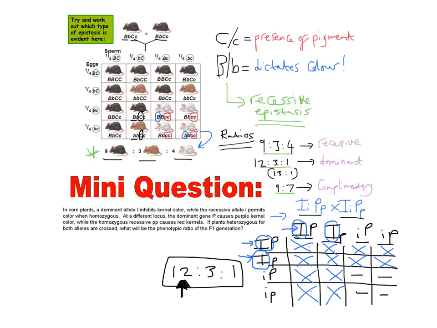Now you could follow this question through and write down the phenotypic ratios of the F1 generation. But again, I just want to really hone in on the idea of working out whether it's recessive, dominant or complementary. And very simply, if you remember these ratios here, you can't go wrong. Okay, hope all that helps.